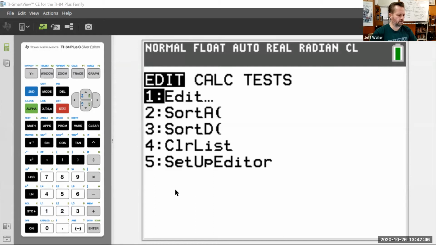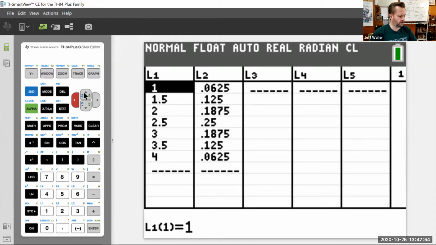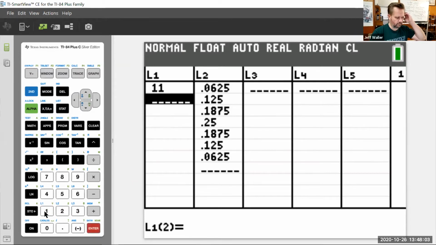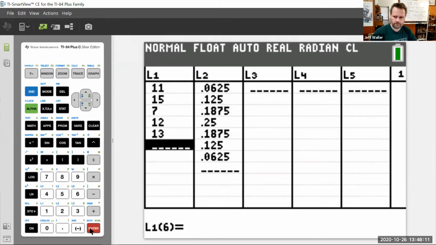So now I hit the stat button. You hit stat, edit. I'm going to clear this list over here, make some room, and then just plug it in. I don't know if you all wrote them down, but it's 11, 15, 7, 12, 13, 20, and 9. So what do I push to figure out the mean and the standard deviation?